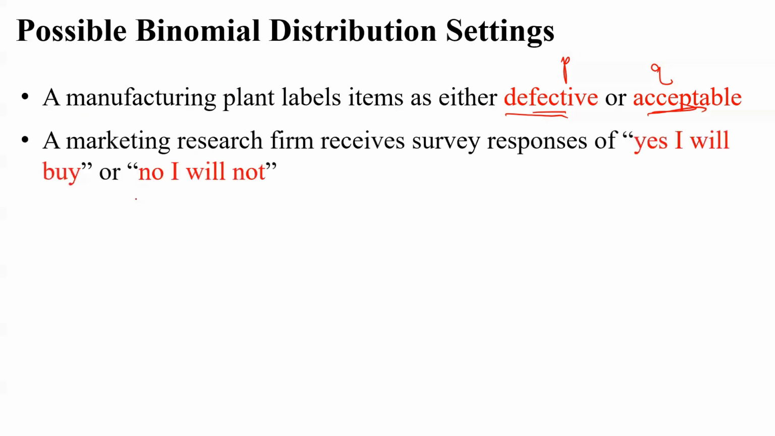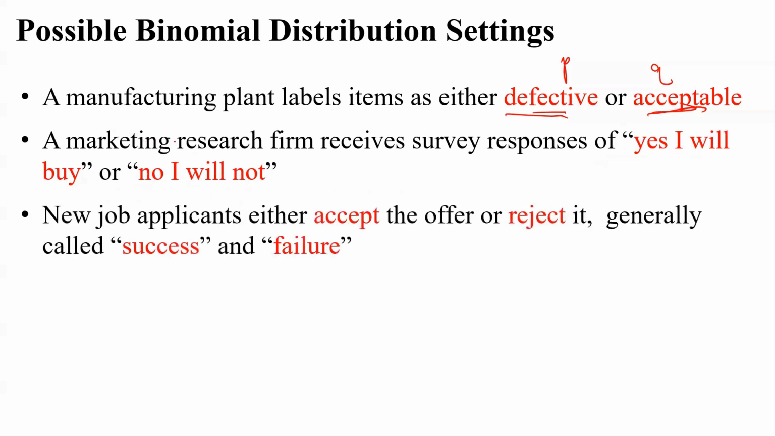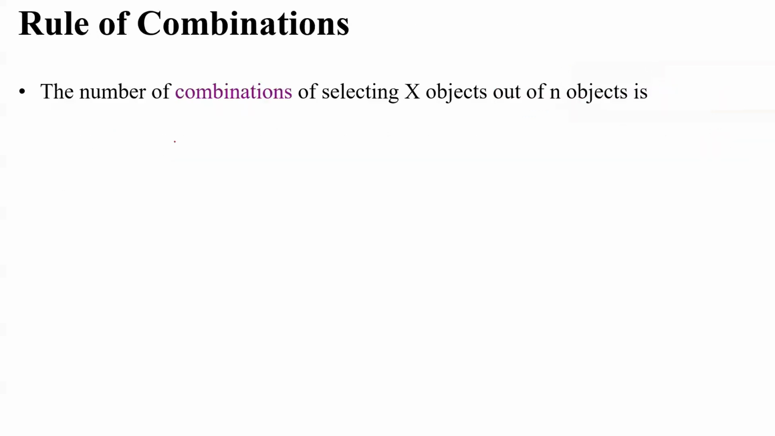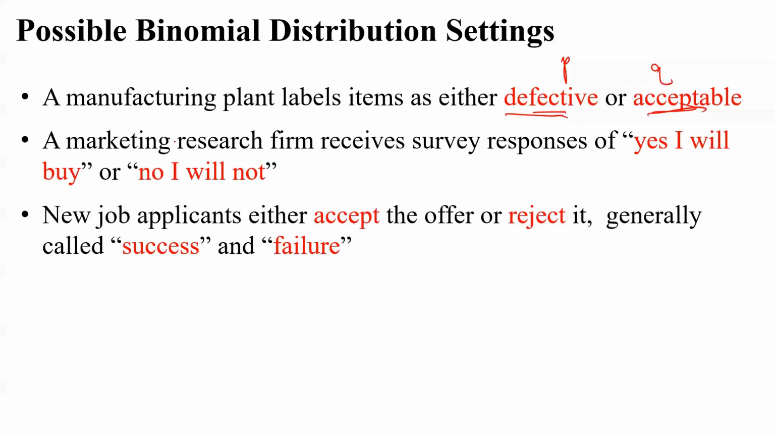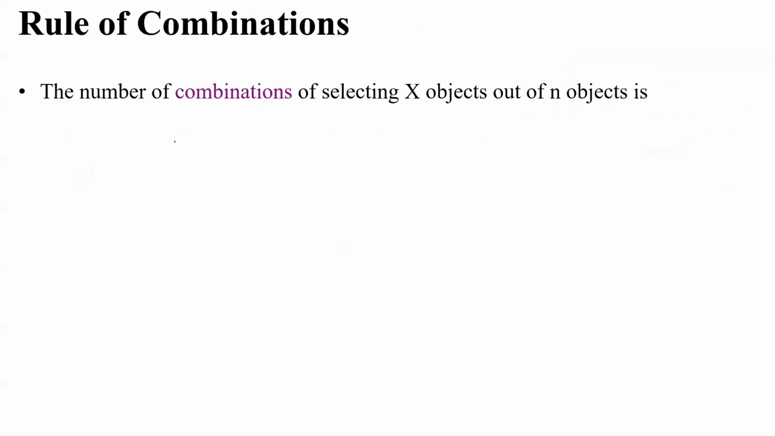Now take a look. A marketing research firm receives survey responses of yes, I will buy, or no, I will not buy. So it means either one of these options can be the success and the other one is the failure. Another example is a new job applicant, whether accepted or rejected, and so on. So this is how you identify or differentiate a binomial experiment.